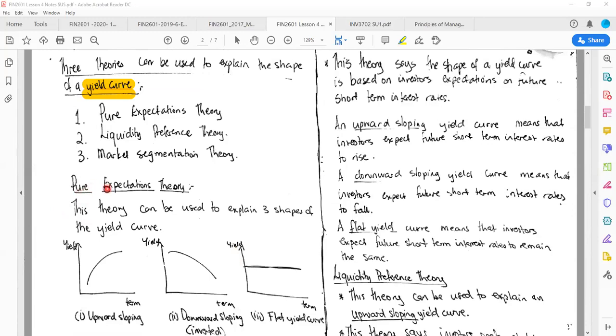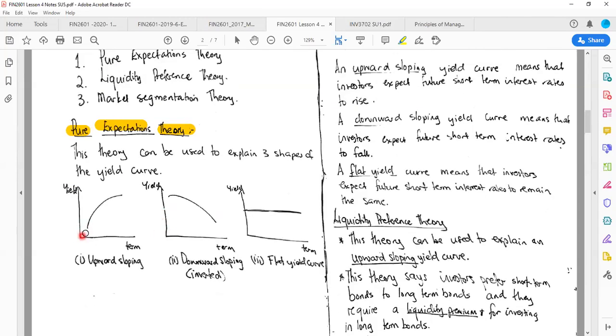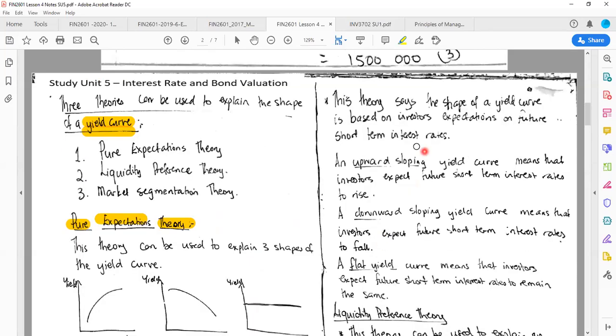The first theory we can use to explain the shape of a yield curve is known as the pure expectations theory. This theory can be used to explain the shape of three yield curves: an upward sloping yield curve, a downward sloping yield curve, and a flat yield curve. The theory says that the shape of a yield curve is based on investors' expectations of future short-term interest rates.